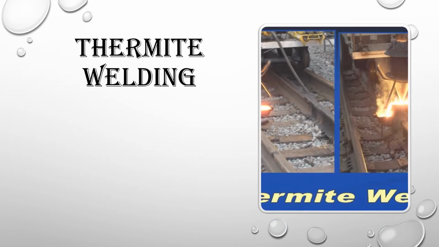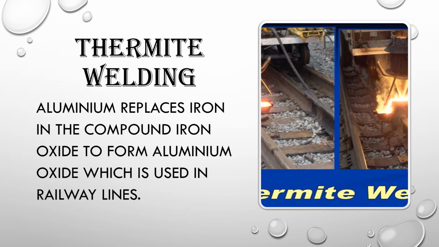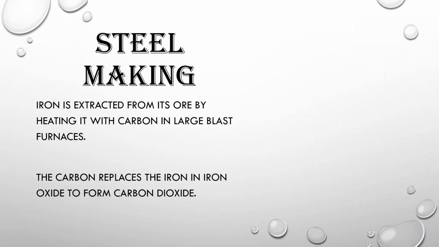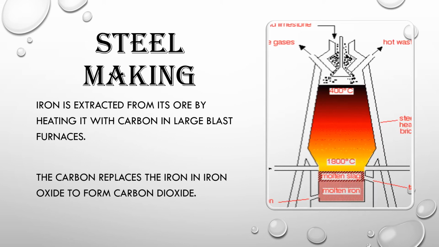Some uses of displacement reactions include thermite welding. Aluminium replaces iron in the compound iron oxide to form aluminium oxide, which is used in railway lines. Steelmaking. Iron is extracted from its ore by heating it with carbon in large blast furnaces. The carbon replaces the iron in iron oxide to form carbon dioxide.